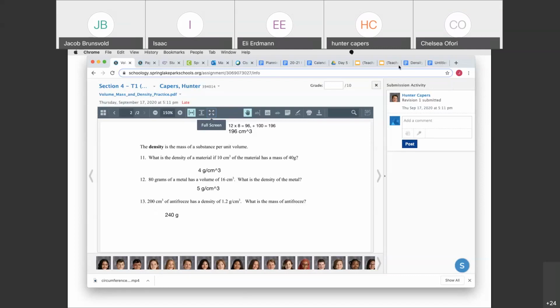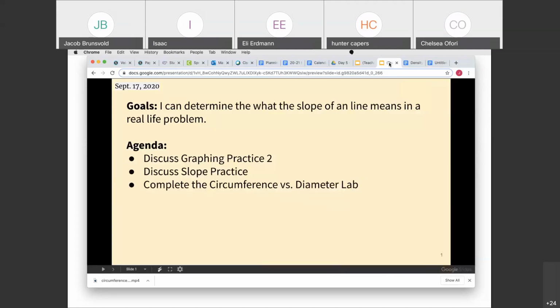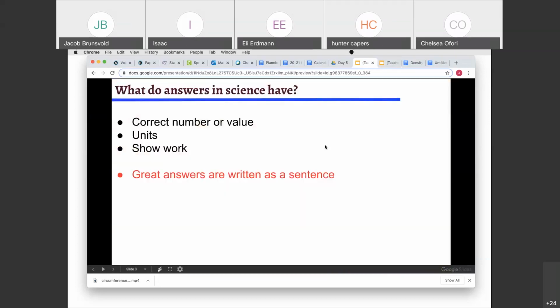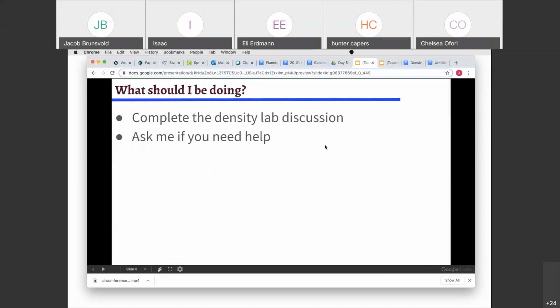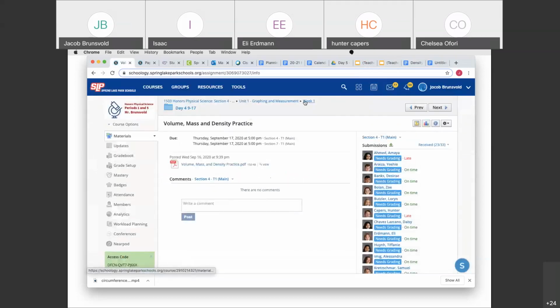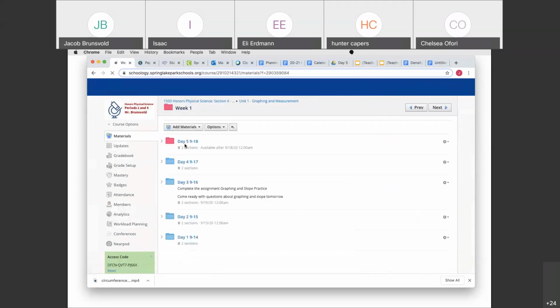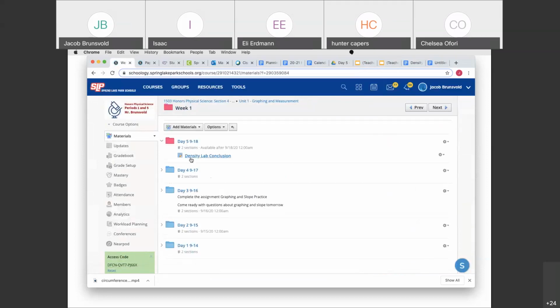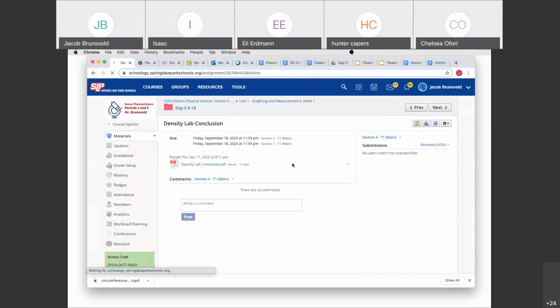Let's go back to the lesson real quick. Oh, that's the other class. Okay. So if you take a look in the folder, week 1, day 5. So in the day 5 folder, there is a conclusion for your density lab. That's what you're going to be working on today. Let's go ahead and take a look at that together. I just posted that as a PDF.